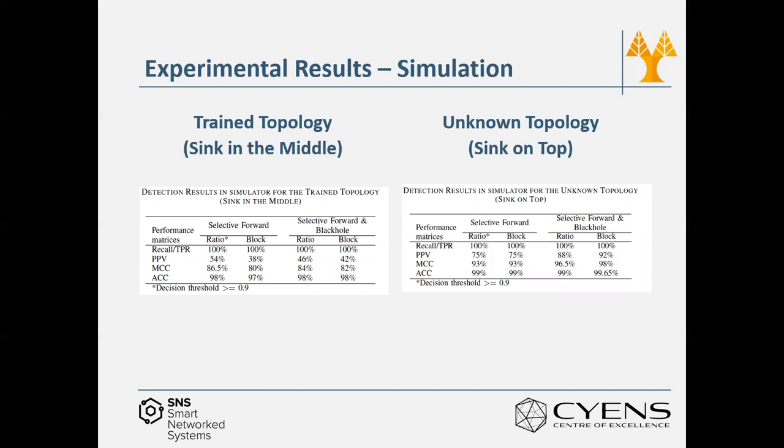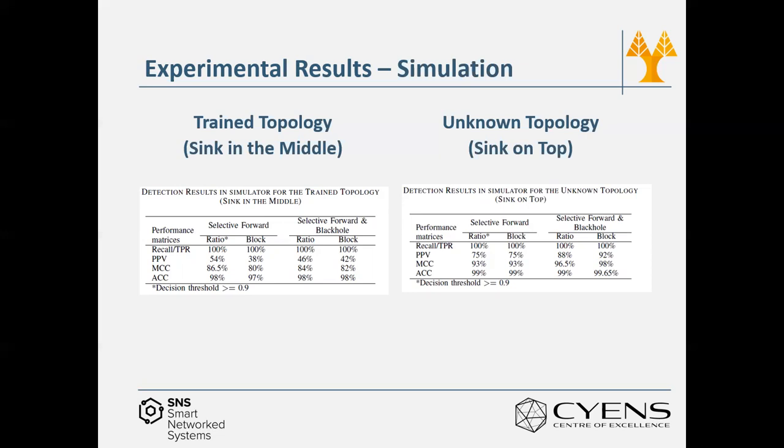The left table shows the evaluation results of the network topology used to train the BLR models, the sink in the middle topology. The selective forward duration attack achieved the highest values on the performance metrics when the decision threshold was more than 0.9, whereas the rest of the attacks achieved the same performance values when the decision threshold was 0.5.